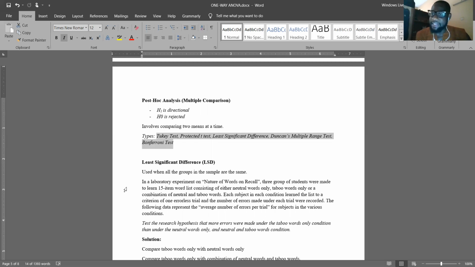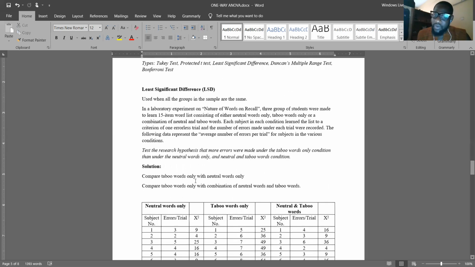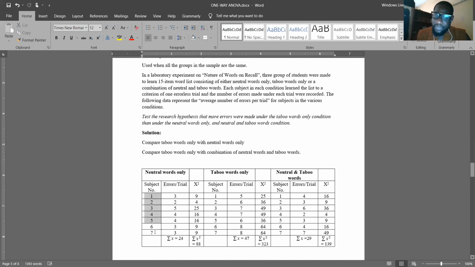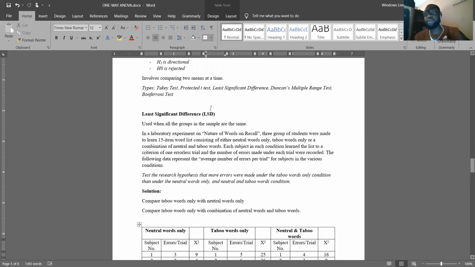So when do we use LSD? We use LSD when you realize that the sample size for the groups that you are comparing are all the same. So you can see per the question that we saw when it comes to ANOVA, the sample size for the three groups were 7 each, because we have 7 participants each. So it means they have equal sample size. And since they have equal sample size, the best post-hoc analysis to do is LSD. That's least significant difference.